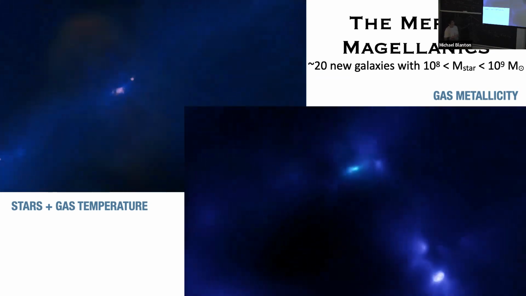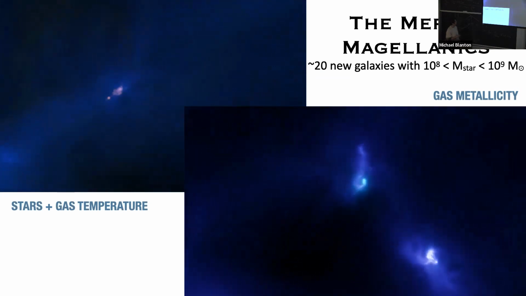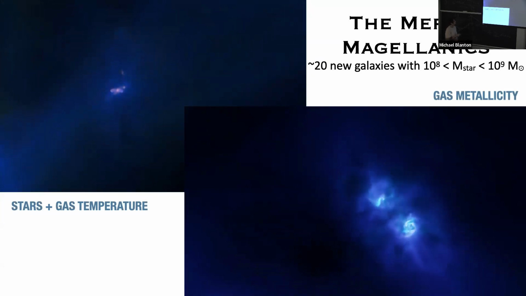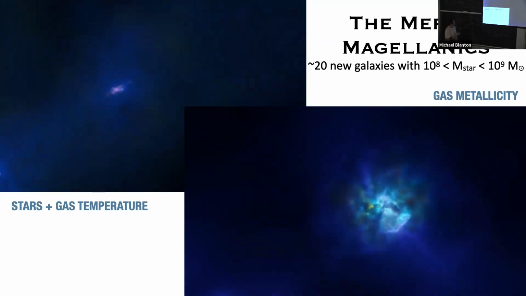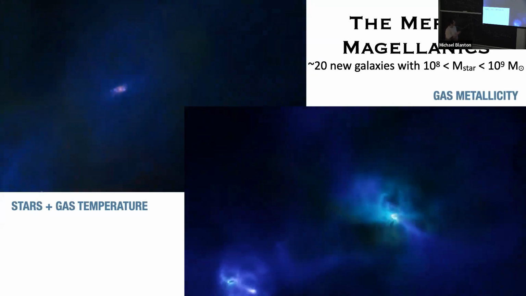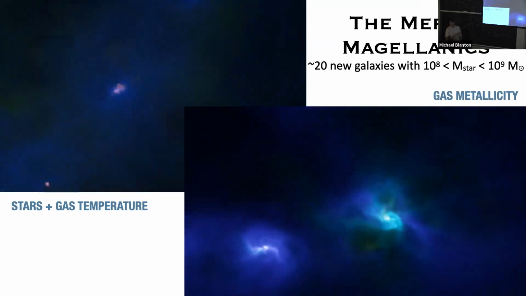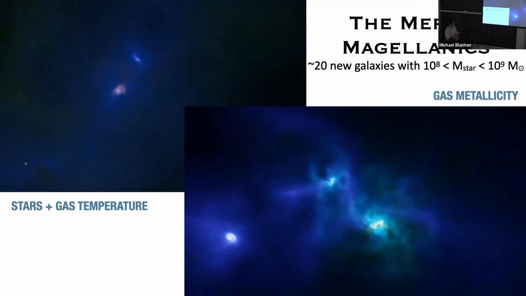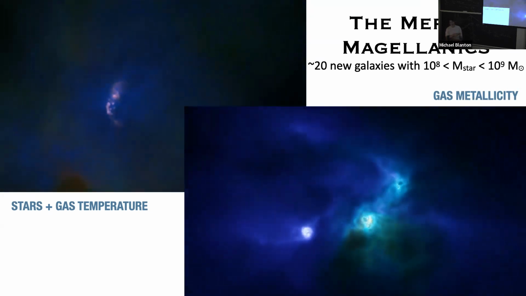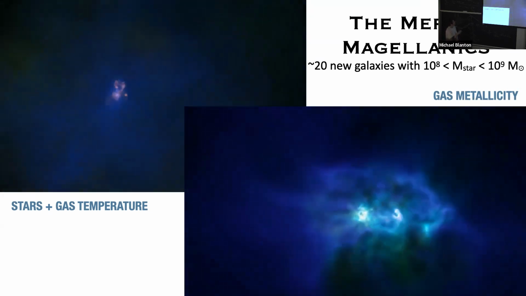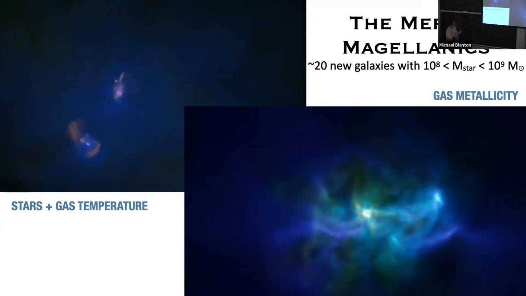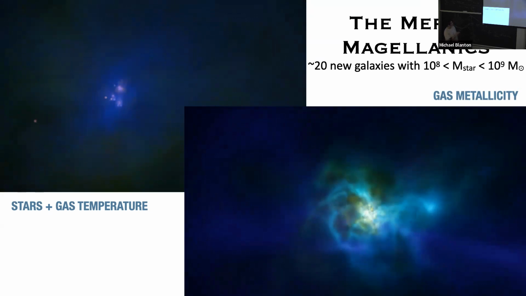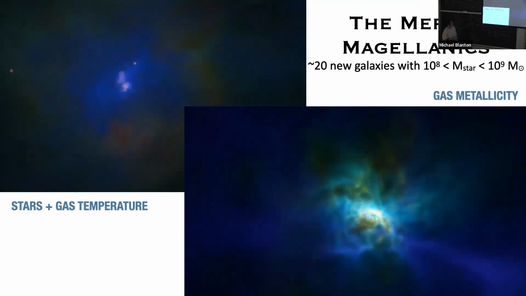These are 2 different galaxies, and I just wanted to show pretty movies because that's what we do. This one here is a map of the stars. That's the purplish pink stuff that you'll see at the center here, plus a gas temperature map. So mostly you see blue, that's cold gas, but when there's some feedback going off, you'll start to see some green and red as the gas gets heated up by the feedback.